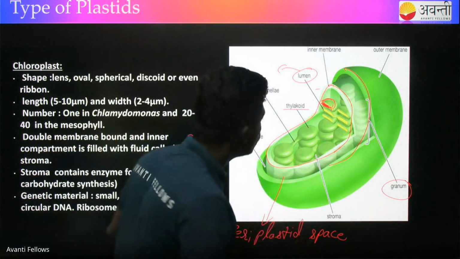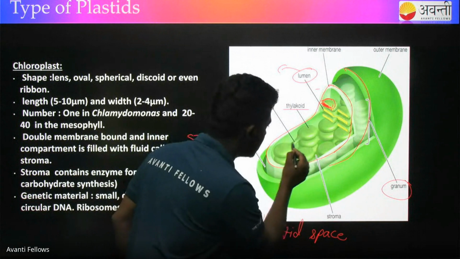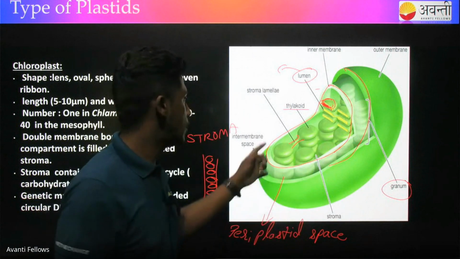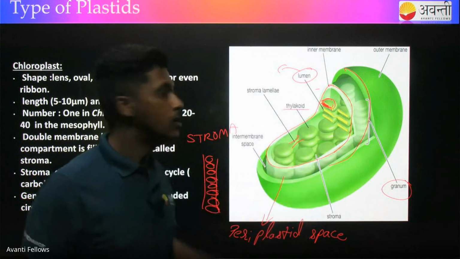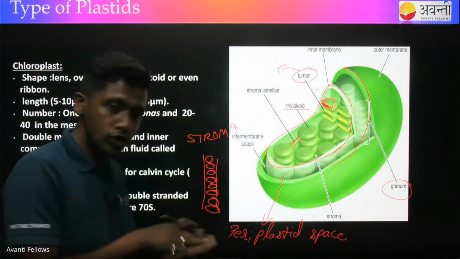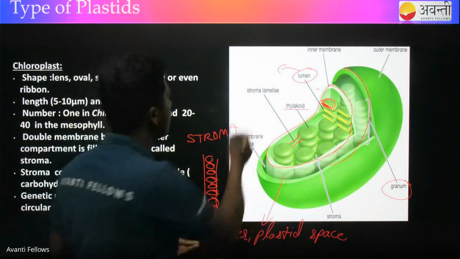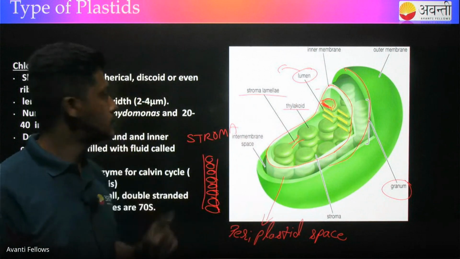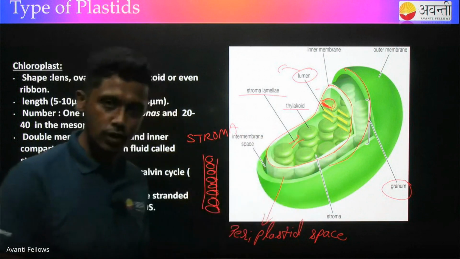Now, if you see the thylakoids, there is another membrane interconnecting the thylakoids, called the interthylakoid membrane. Basically, this bridge that attaches two thylakoids is called stromal lamellae, and the stromal lamellae also participate in photosynthesis. So the bridge is very essential.